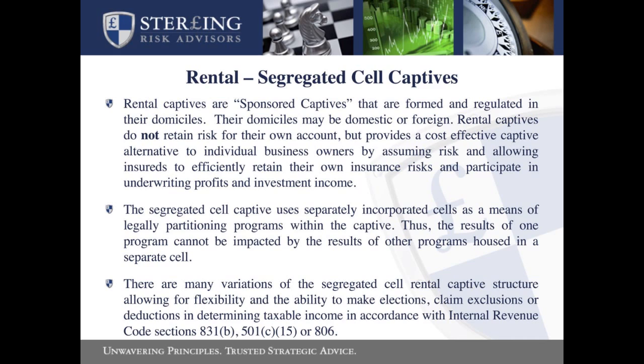Segregated cell captives create a wall between the different entities, so that your money is separated off from other money and other renters in the captive. And there's all kinds of variations of them, so that you can make different elections, mainly for tax purposes.